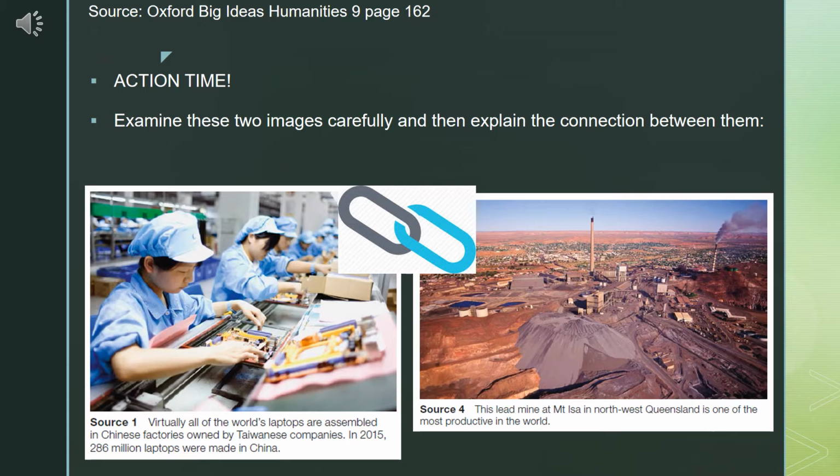Now it's time for more action. What I'd like you to do is examine these two images carefully and then explain the connection that exists between them. The one on the left, source 1, shows virtually all the world's laptops are assembled in Chinese factories owned by Taiwanese companies. And in 2015, 286 million laptops were made in China. The source on the right is the lead mine at Mount Isa in northwest Queensland. It's one of the most productive in the world and is the one I just spoke about in the previous slide.